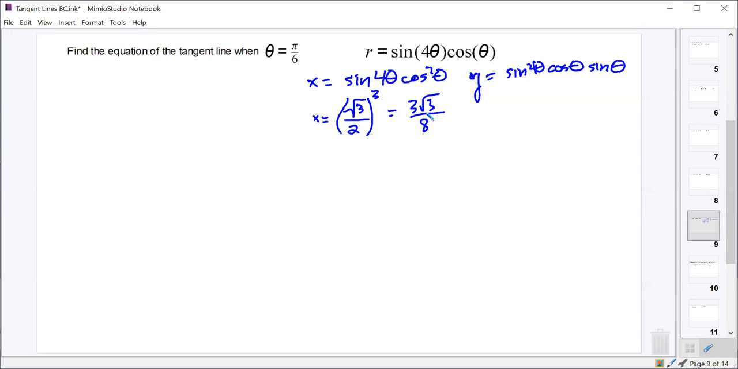Hopefully so. And for our y value, plugging in pi over 6, we're looking at the sine of 4 pi over 6, which is still sine of 2 pi over 3, so that's still the root 3 over 2. Then we've got cosine of pi over 6, which is another root 3 over 2. And then we've got sine of pi over 6, which is a half. So this one just becomes 3/8. Everybody good there?